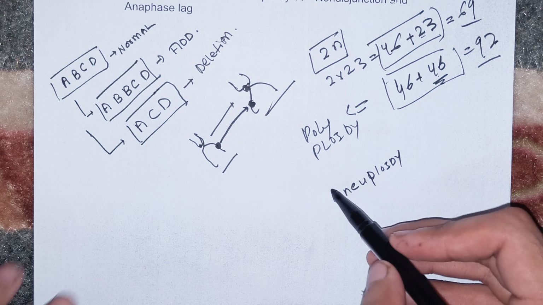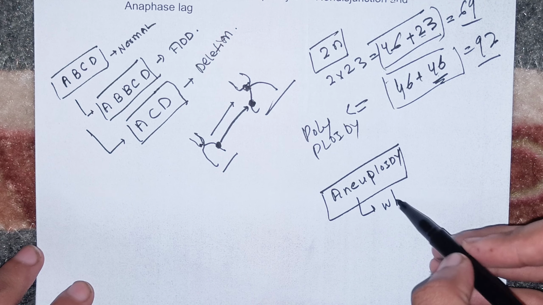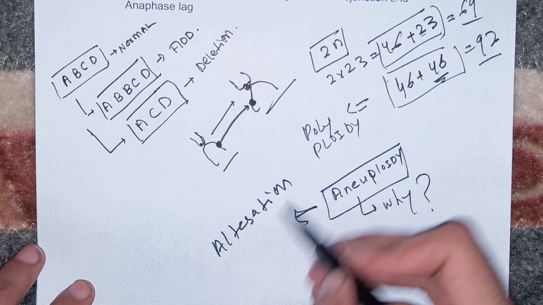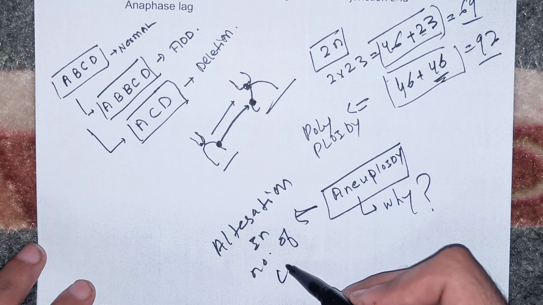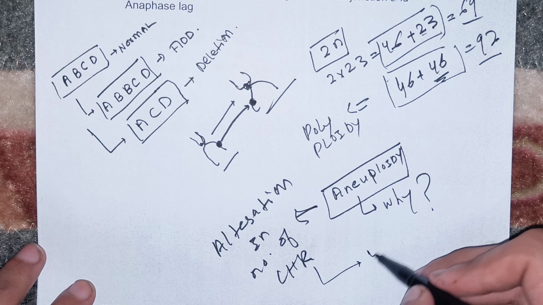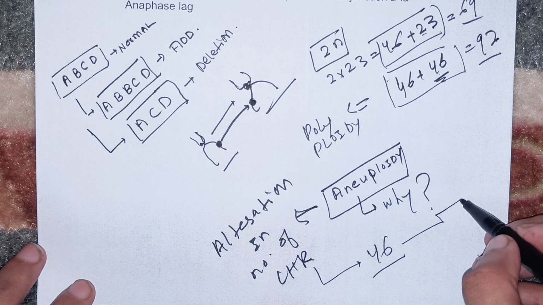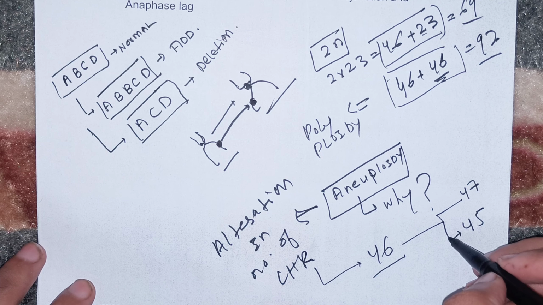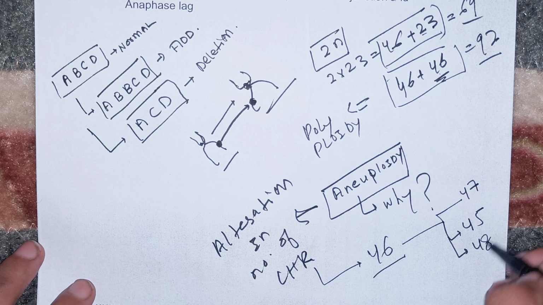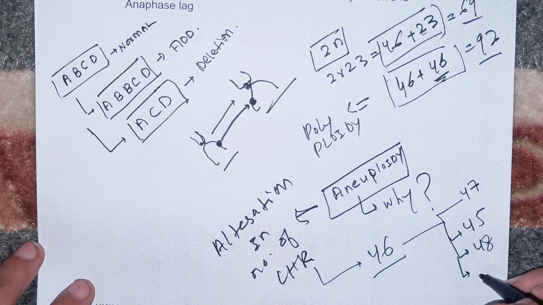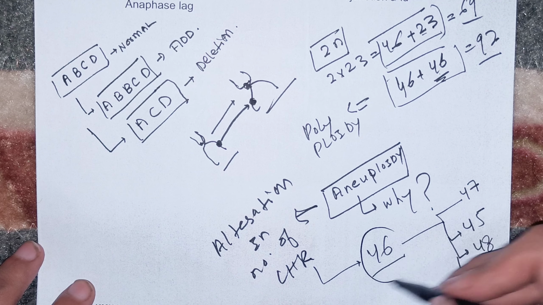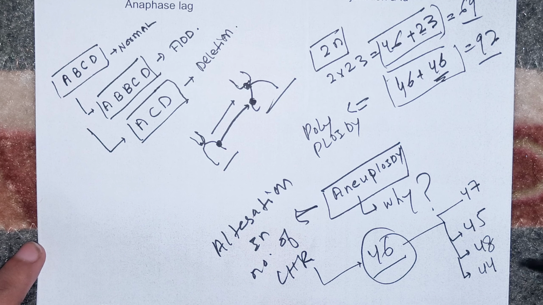But what is the reason behind aneuploidy? What is aneuploidy? Alteration in the number of chromosomes. What is the normal number of chromosomes? 46. Alteration can be like one added chromosome, 47, or one removed chromosome, 45, or two added chromosomes, which becomes 48. It can also be two chromosomes deleted, which becomes 44. This is aneuploidy. The number of the normal chromosomes is altered this way. So this is aneuploidy.